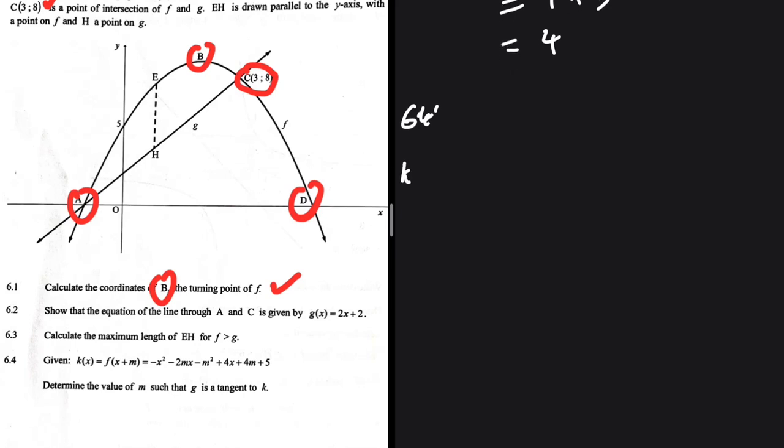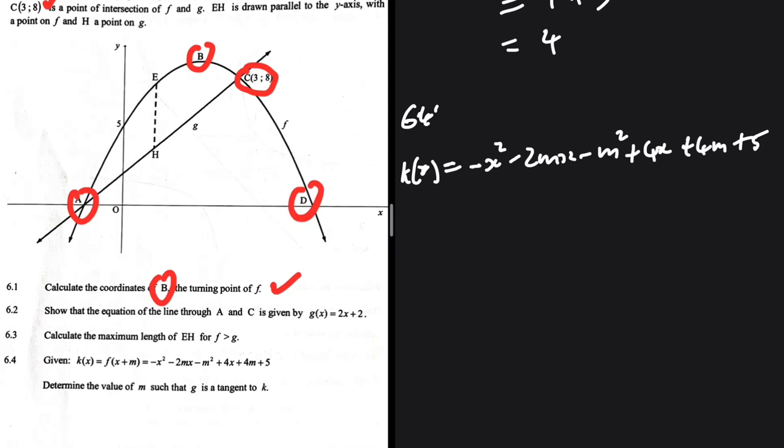So k of x is equal to minus x squared minus 2mx minus m squared plus 4x plus 4m plus 5. If I sound animated, I'm high on caffeine, so I'm all over the show now, starting to get tired, but let's keep going.